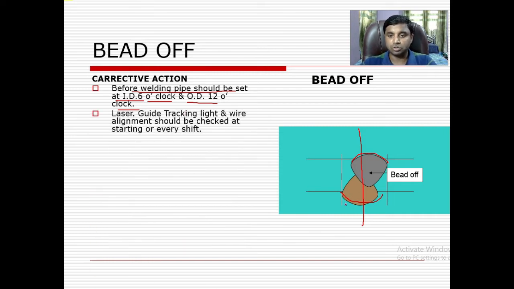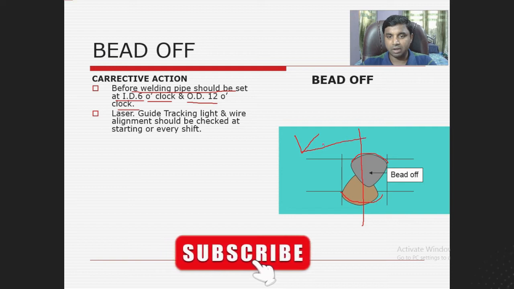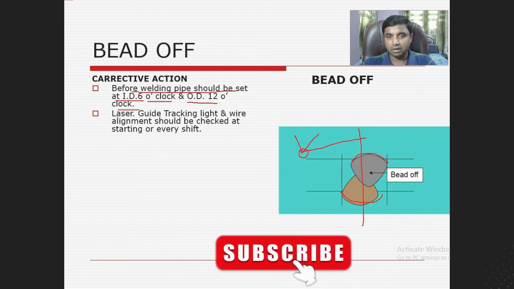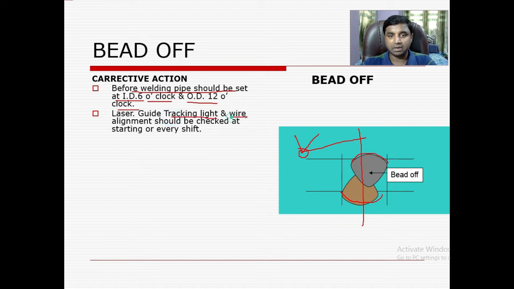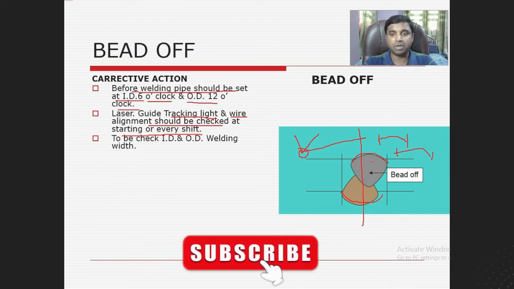Laser guide tracking. When you are doing welding in this joint, the laser light should be tracking the welding joint properly. Laser guide tracking light and wire alignment should be checked at the starting of every shift. When you are changing shifts or joining duty at the beginning of the shift, you have to check whether the laser light tracking is correct or not. ID and OD welding width are to be checked. If you check the welding width properly, you see one side width is this one, another side width is this one, so the width distance is varying, and definitely it can cause bead off.